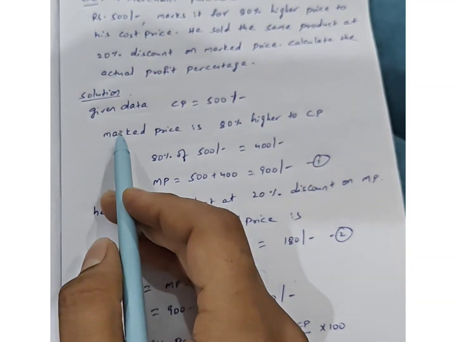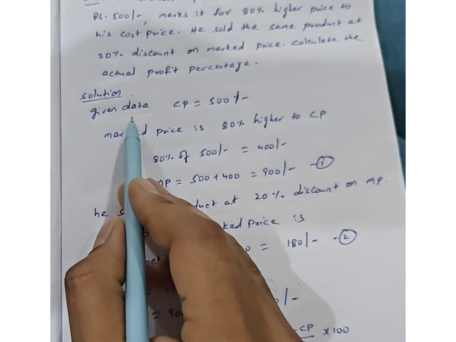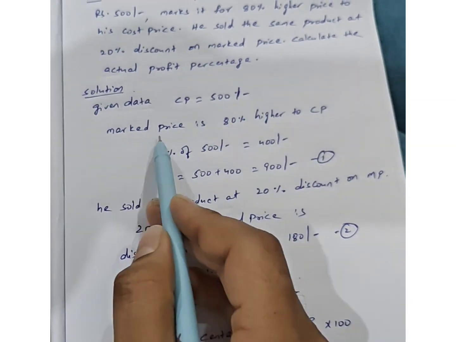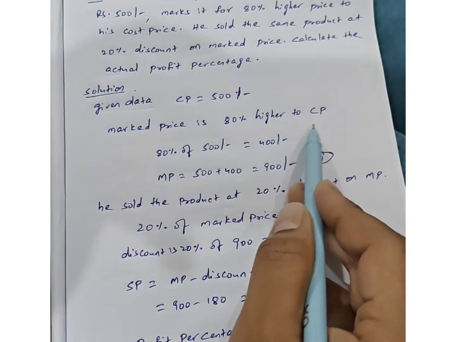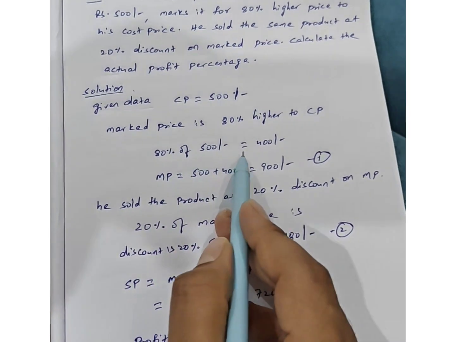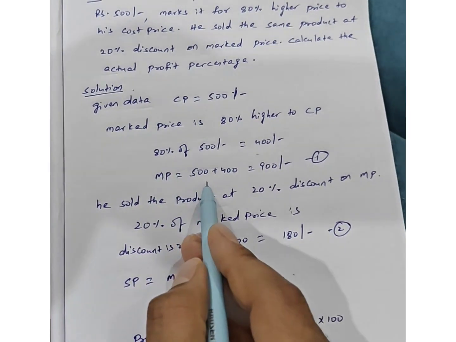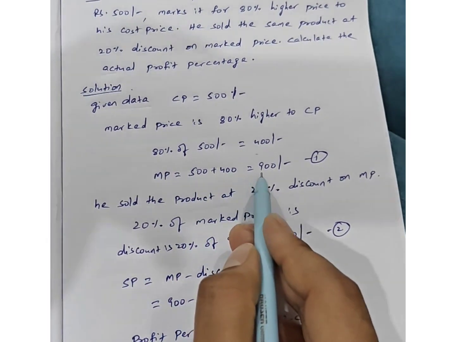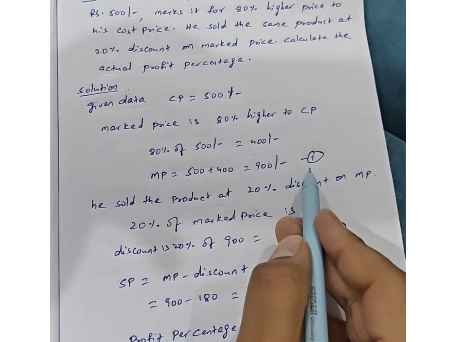Here the given data is cost price 500 rupees. Now let us determine what the market price is. Market price is 80% higher than the cost price, that is 80% of 500 is 400 rupees. So the market price is 500 plus 400, 900 rupees.